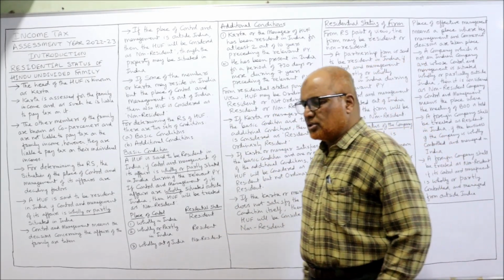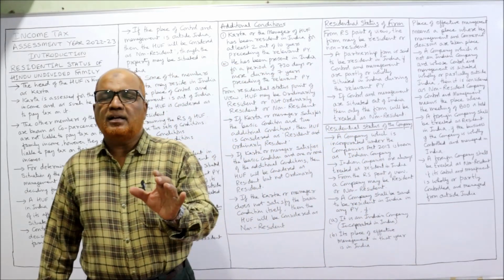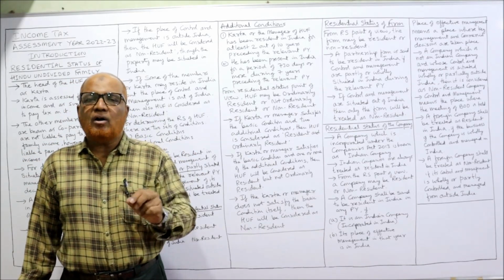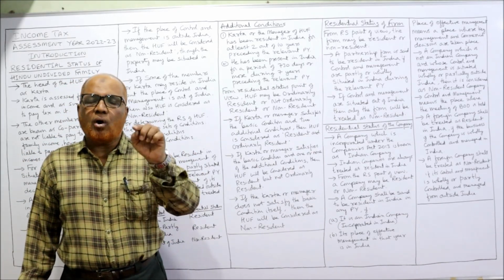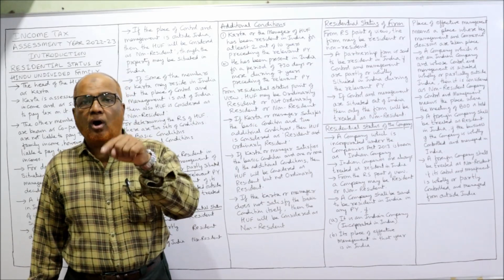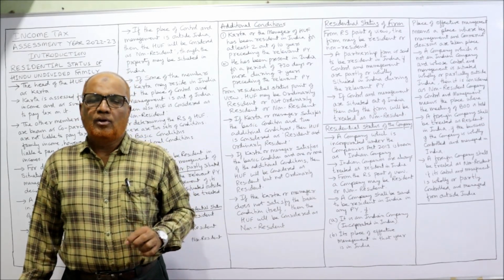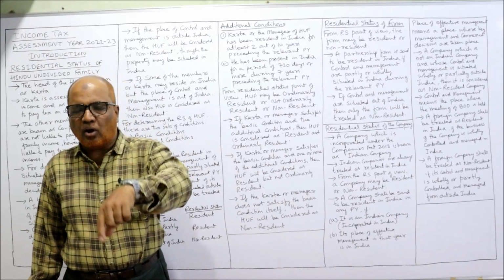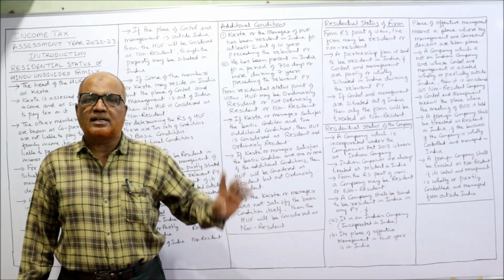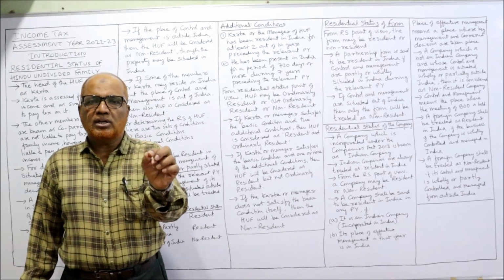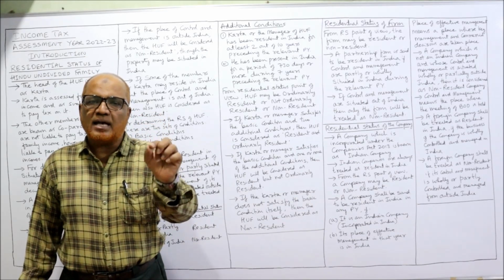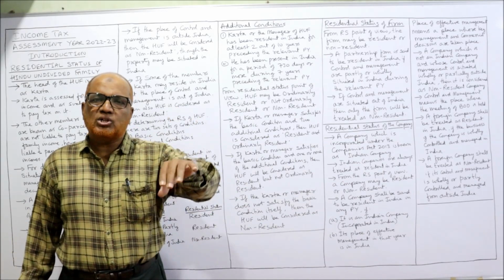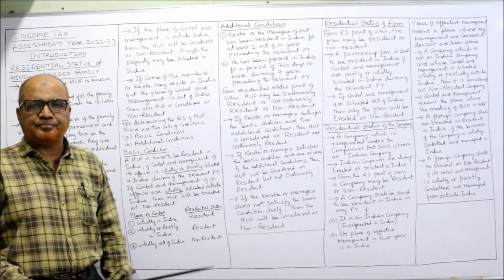Now, additional conditions. Once we have decided that the HUF is a resident or non-resident, now we have to decide whether it is an ordinarily resident or not ordinarily resident. For seeing the HUF to be an ordinary resident or not ordinary resident, we have an additional set of conditions. These additional conditions are the same as those of an individual. No difference in additional conditions of individual and HUF.